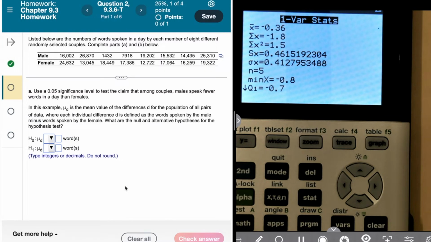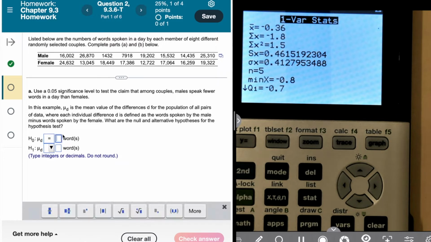All right, up next, let's see here. Well, the null always involves equality. And what do they want to compare this to?